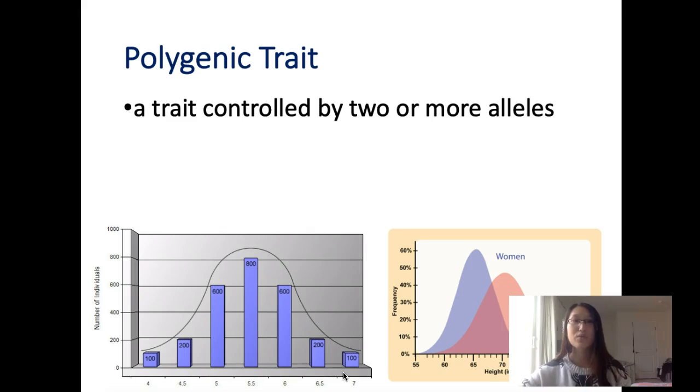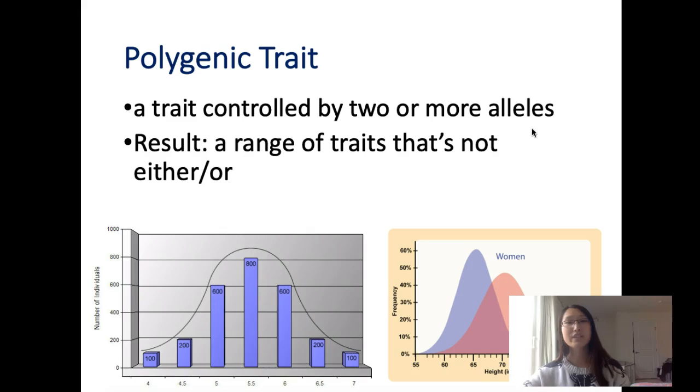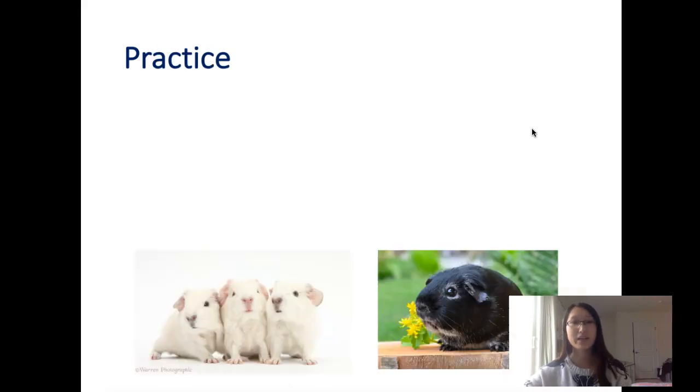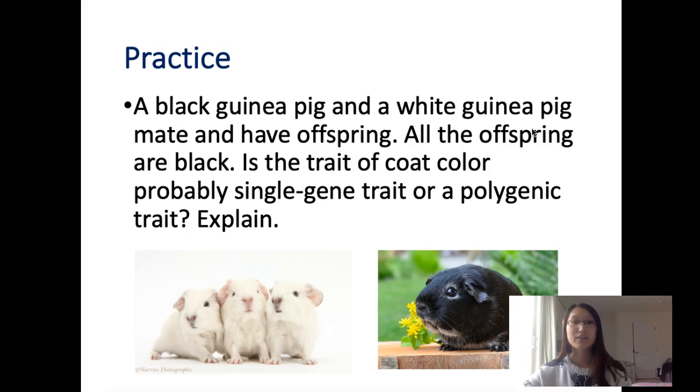Those are controlled by 2 or more, this right here should say genes, and then the result is you have a whole range of traits that's not an either-or case, such as height of a human. So for example, in this case, if there are only white guinea pigs and black guinea pigs, that will tell you that this is a single gene trait because those are distinct traits. You don't have guinea pigs that are slightly gray, slightly even grayer, mostly white, those don't exist. That means this is a single gene trait.